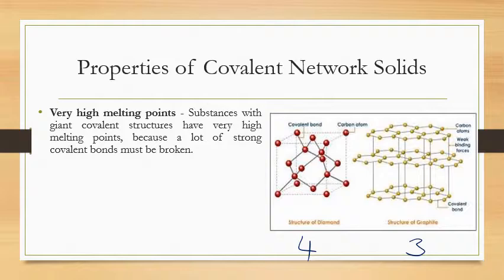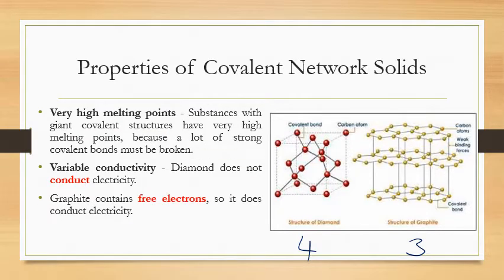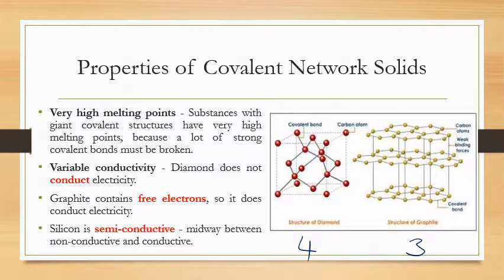electron, graphite can conduct electricity. Diamond does not conduct electricity because it doesn't have a free electron, whereas graphite contains free electrons, therefore it conducts electricity. And finally, silicon is semiconductive, so it's between being conductive and non-conductive. And that is pretty much, in a nutshell, covalent bonding for this unit.